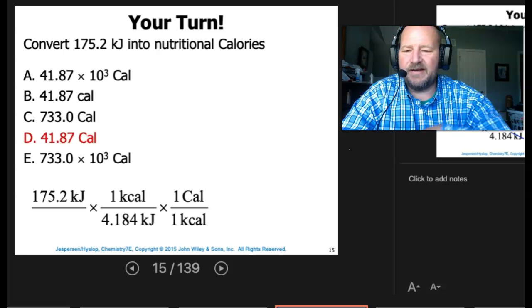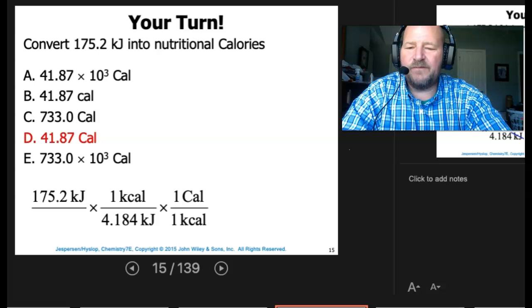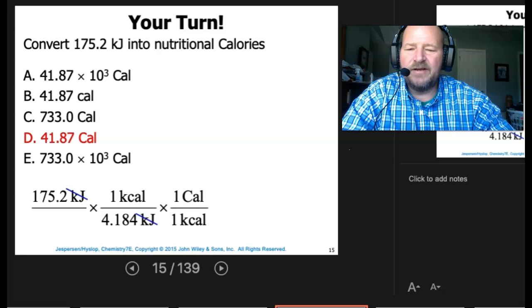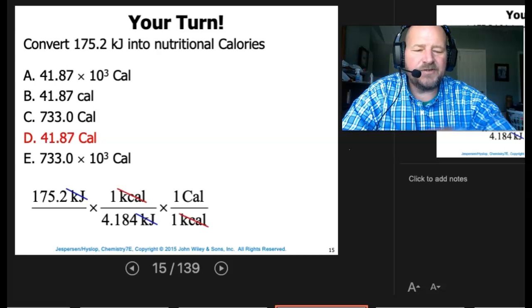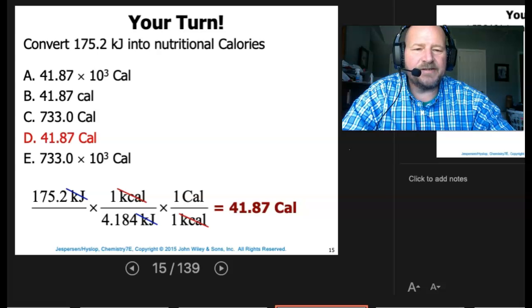And the way you would do that is take 175.2, divide it by 4.184 kilojoules. That will convert to kcals. And then we know it's 1 to 1, right? 1 kcal would be 1 food calorie. Kilojoules will cancel out, kcals will cancel out, and so we end up with 41.87 calories.